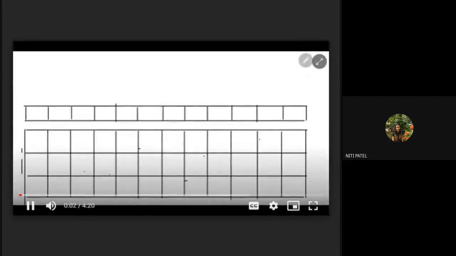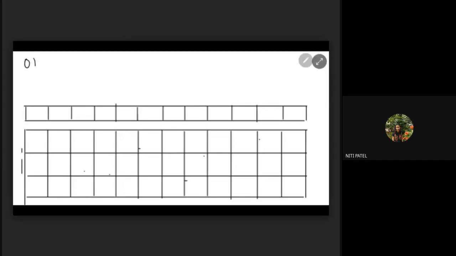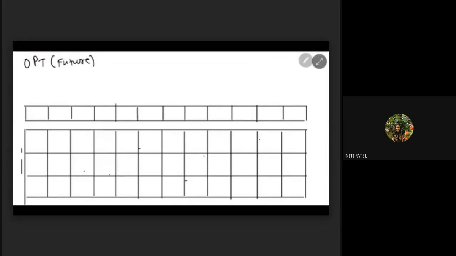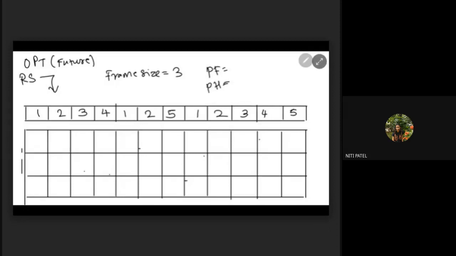So we go to the last algorithm of page replacement, which is optimal, also called as OPT. Now what do we do over here is we check the future. If the pages are going to be used late in the future, we are going to replace them. So again here you have a reference string which are same pages, that is 1, 2, 3, 4, 1, 2, 5, 1, 2, 3, 4 and 5. Again we have a frame size as 3. Same concept for page fault and page hit will be used.